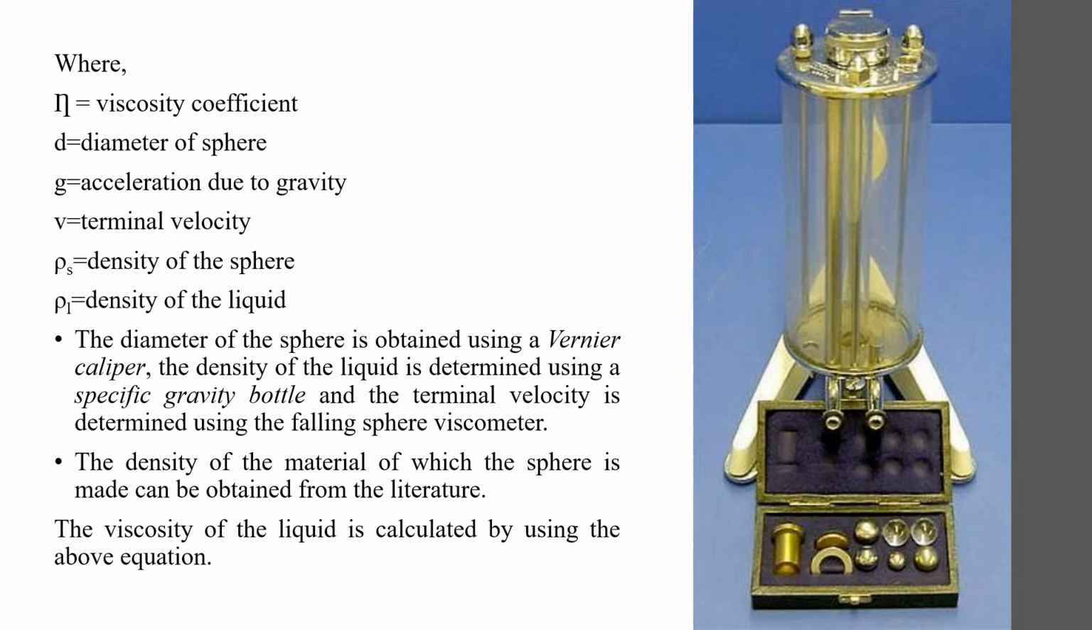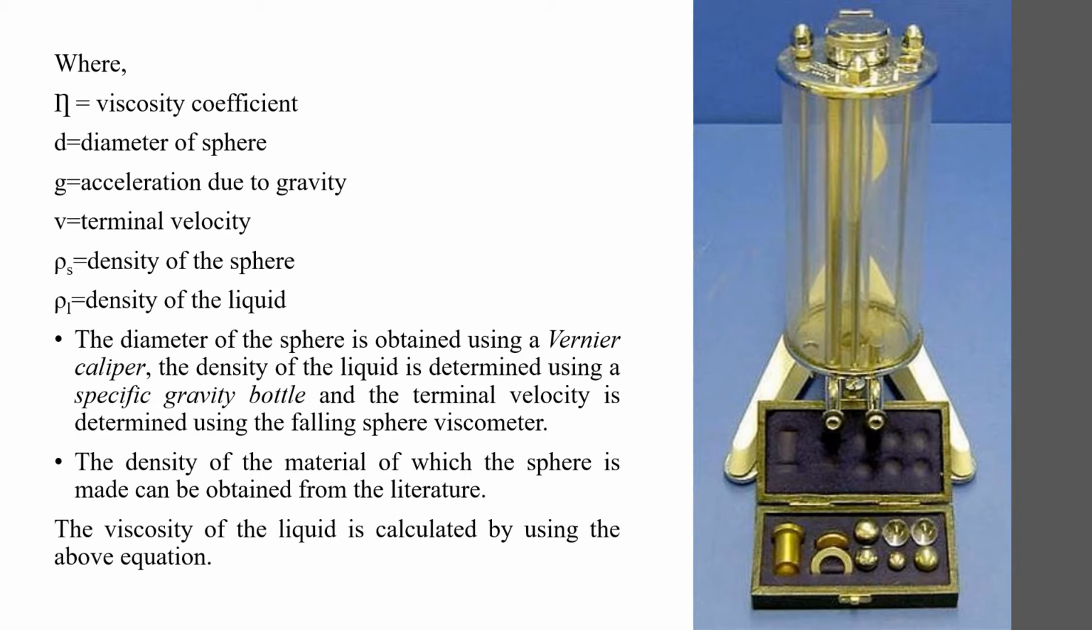It has a glass column surrounded by a water jacket, and this column is filled with the sample, the test liquid, and the metal balls are given in different sizes. The metal from which the ball is made, all this information is given in the manual. The density of the metal used in the manufacture is already given in the instructions manual of this instrument.